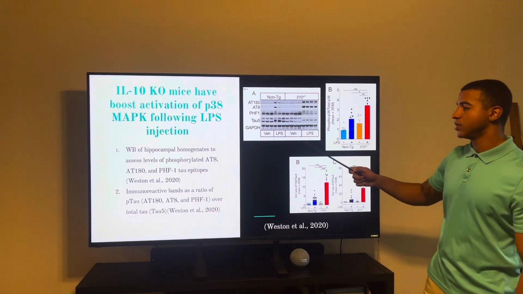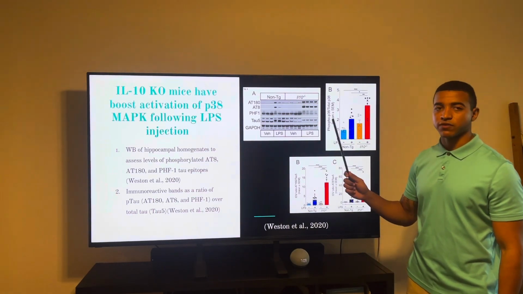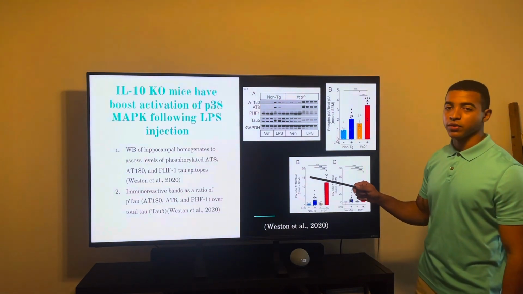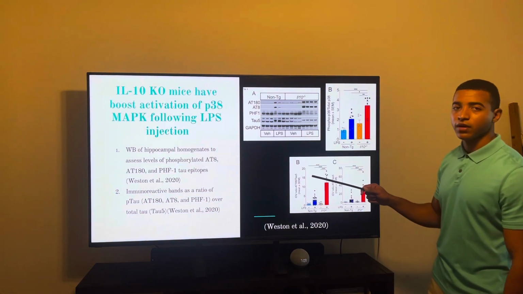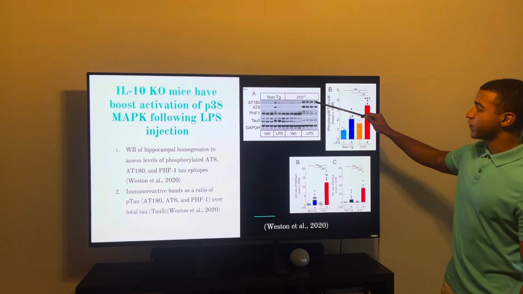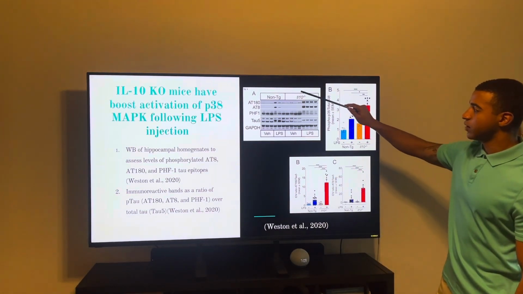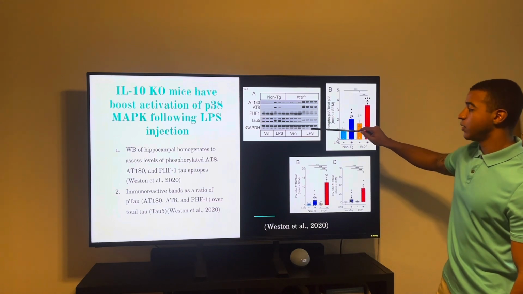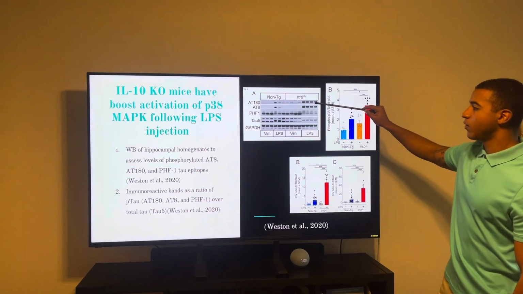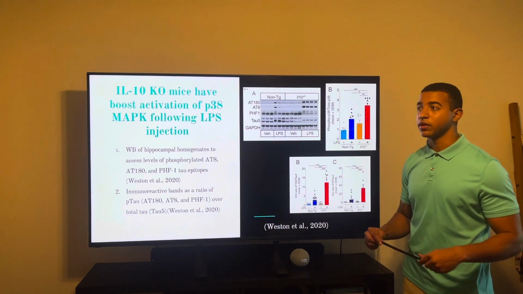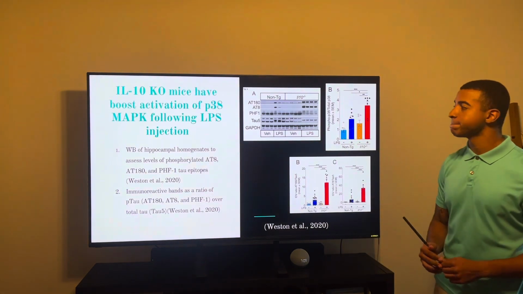immunoreactive bands to assess the levels of phosphorylated epitopes of AT8, AT180, and another, PHF1. What they found from the Western blot and all these other figures was that the group with the knockout IL-10 mice with LPS induced had more levels of phosphorylated epitopes going on, meaning that the kinase is activated.